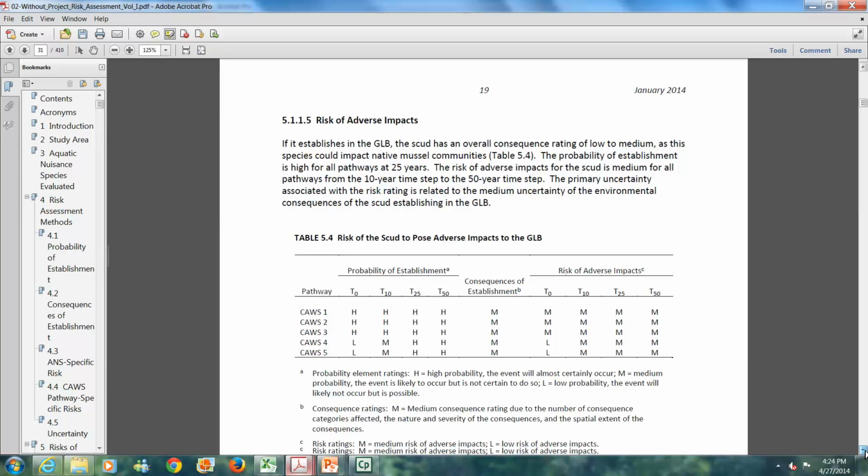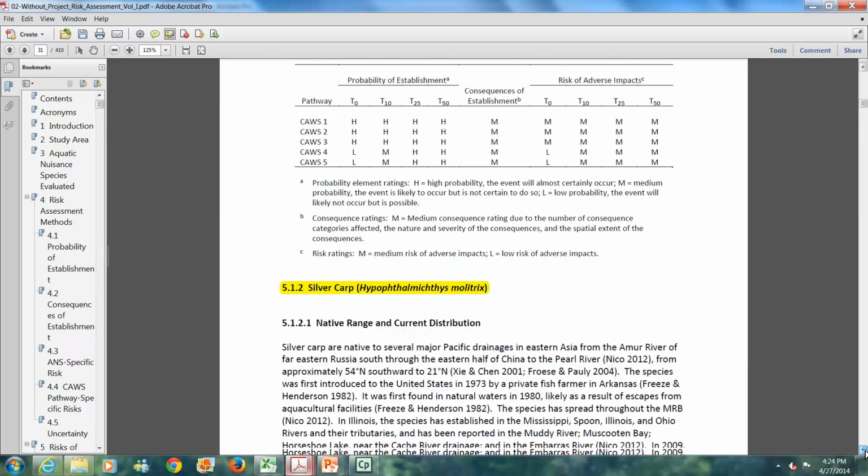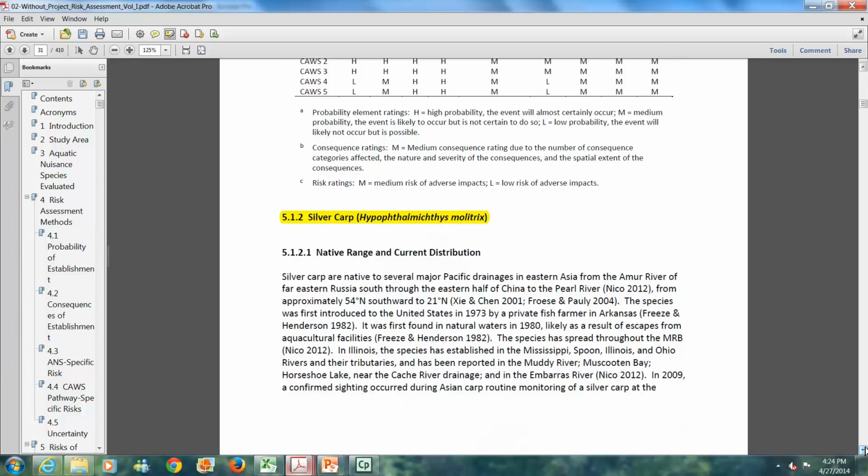Let me scroll on down. The poster child for the aquatic nuisance species was the Asian carp. There are several species of Asian carp, so we're going to look at the silver carp. And here you would see a risk assessment summary. When we looked at a risk characterization in our quantitative risk assessment, we saw numerical values, and this would be the equivalent for the qualitative.